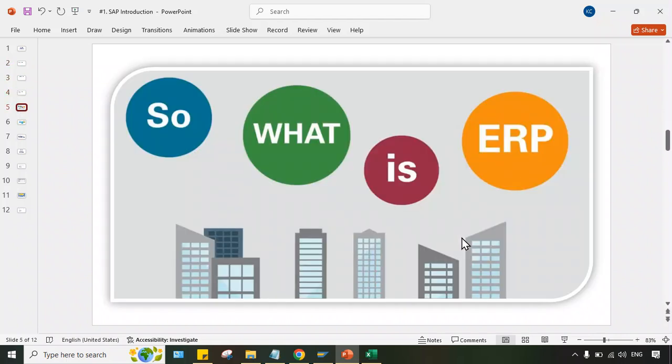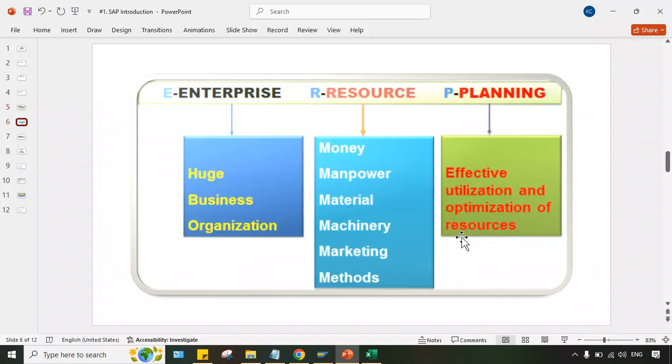But again, the next question is, what is ERP then? The answer to this question is hidden in the full form of ERP. ERP stands for Enterprise Resource Planning. Enterprise means what guys? Huge business organizations, right?